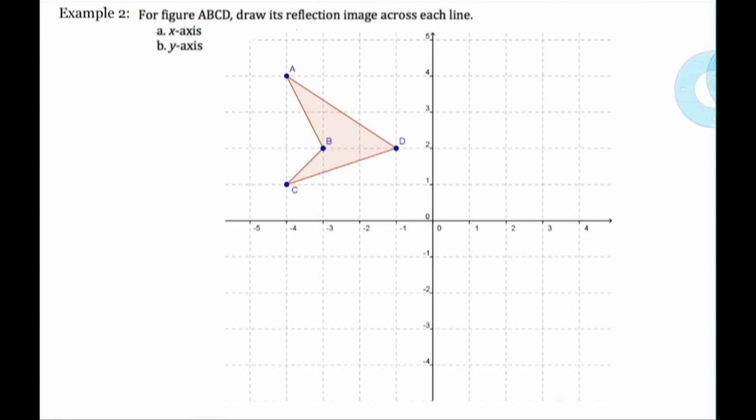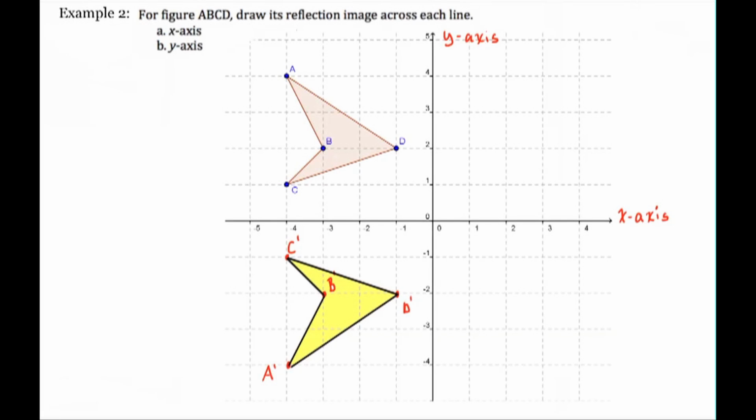Example 2, for the figure ABCD, draw its reflection image across each line. So first we're looking at the reflection across the x-axis, so I can count how many units away A is from the x-axis, and on the opposite side count 4 units to find A prime. And I can do this with all 4 of my points and then connect them and shade it in here.